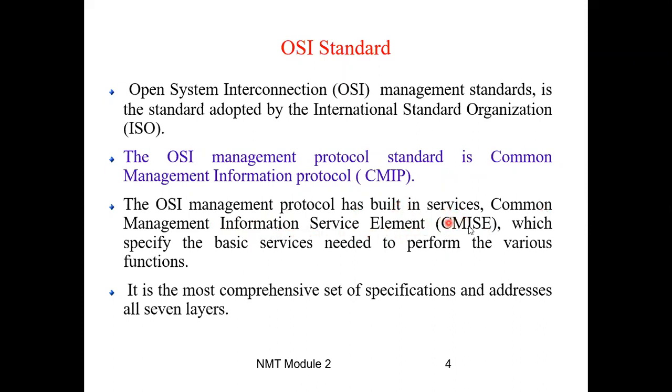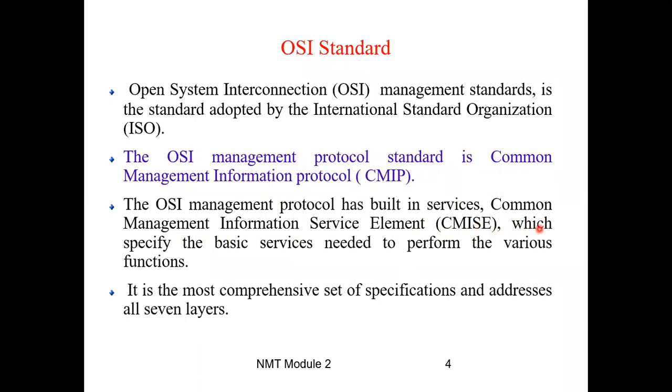Now, how many services are there? There are 7 services. The moment I say 7 services, students feel that OSI has 7 layers, so for every layer there is a service. No, it is not like that. It is not a layer-wise service. We have nothing to do with the 7 layers of OSI, which are used for communication purposes. When I talk of 7 services, I mean management-related services. So OSI CMIP uses 7 services, called the Common Management Information Service Elements. We will see what those 7 services are.